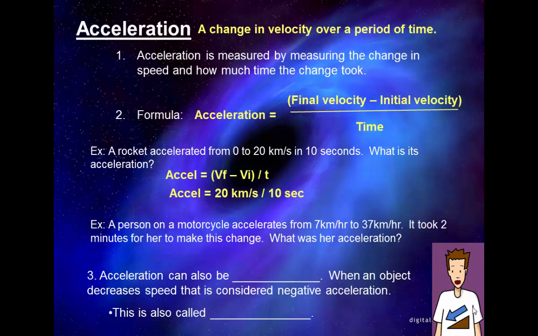So we have our numbers. VF minus VI is 20 minus 0, which is 20 kilometers per second, divided by 10 seconds. That gives us an answer of what? 30. Somebody else besides Gage. Moses, his hand isn't up. See him? What's that?